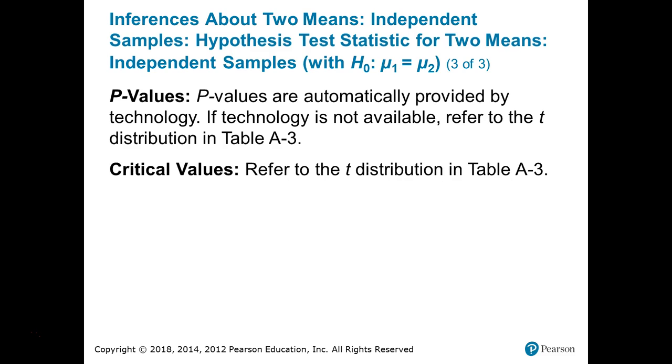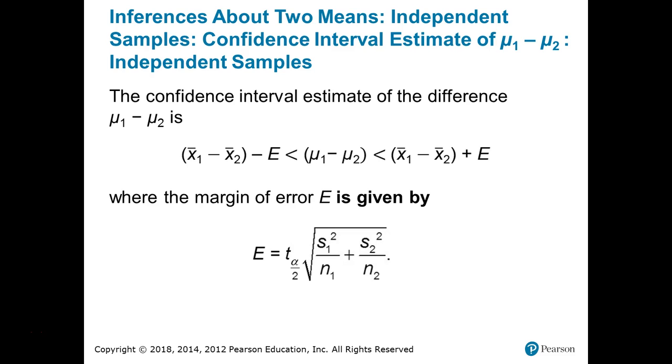So we have our p-values and our critical values. Again, you're using the t distributions and then table A3. And then for the confidence interval, similar to what we did in section 9.1, your lower bound is x1 bar minus x2 bar minus the margin of error, and the upper value is plus the margin of error, and you're saying that your null hypothesis is going to fall in between.